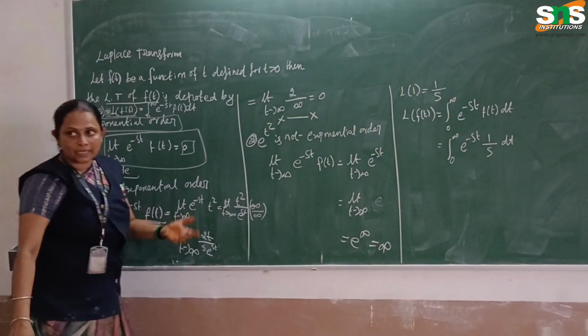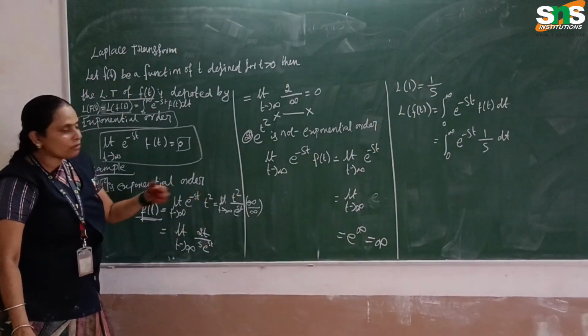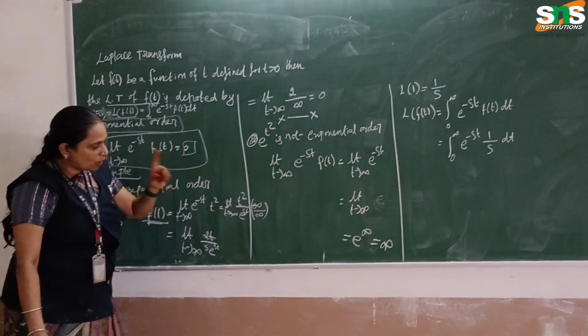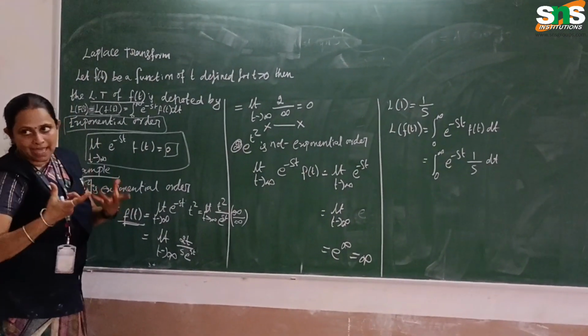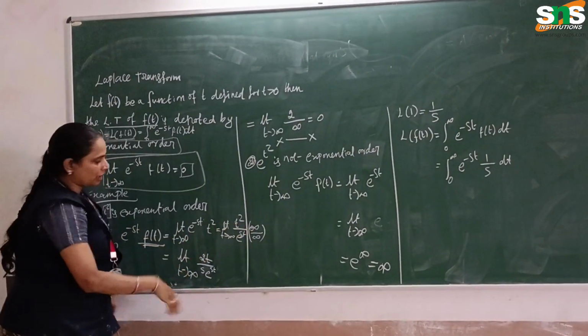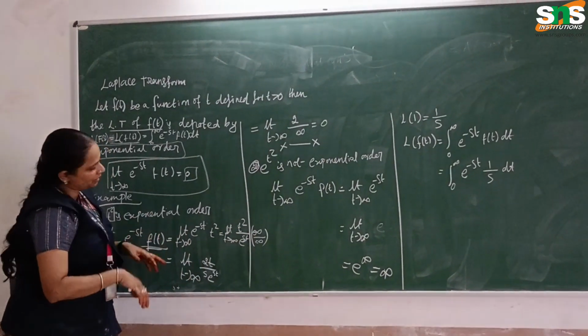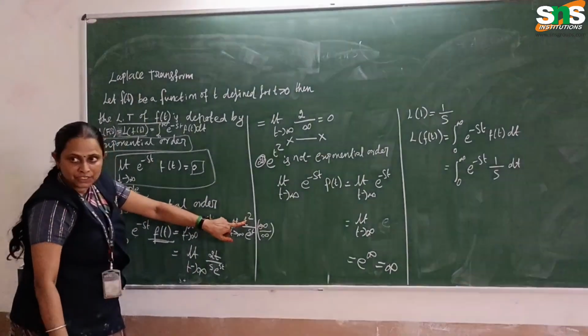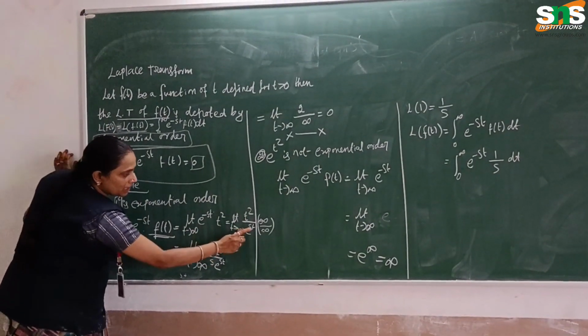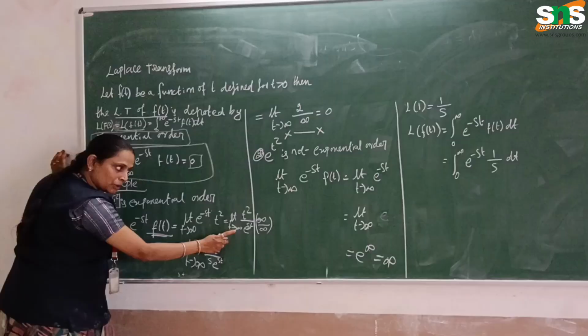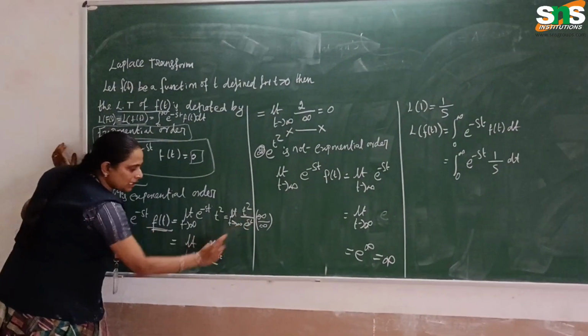So we have to apply the L'Hospital rule. What is the L'Hospital rule? Differentiate one time with respect to t. You get some answer, but it is still an infinity value, so we use the L'Hospital rule. One time differentiated with respect to t, t square becomes 2t. Then e power st differentiated with respect to t gives s times e power st.